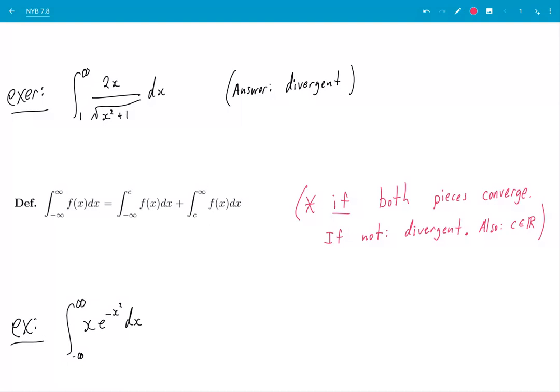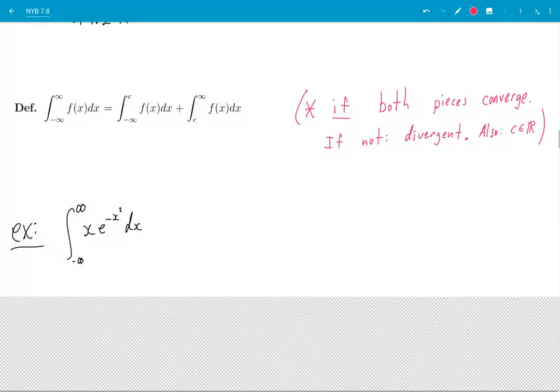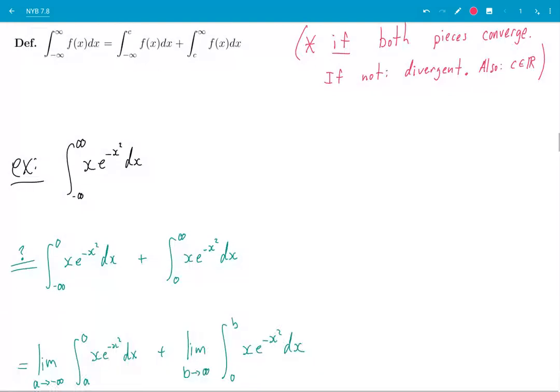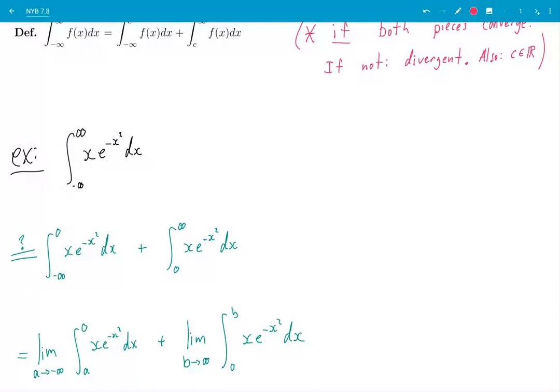And we will say that this equal sign is only used if both pieces converge on their own. Okay, so we break it up. I break it up at 0 here, and a question mark here. Because I have this if here, I don't even want to talk about that equal sign unless the two pieces both converge on their own. Both of them require a limit.